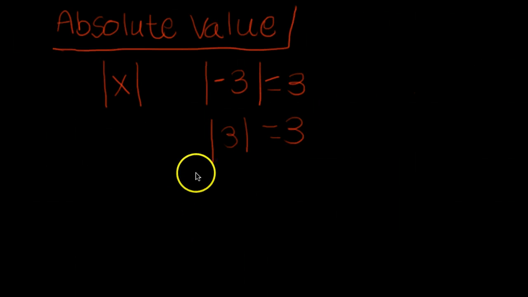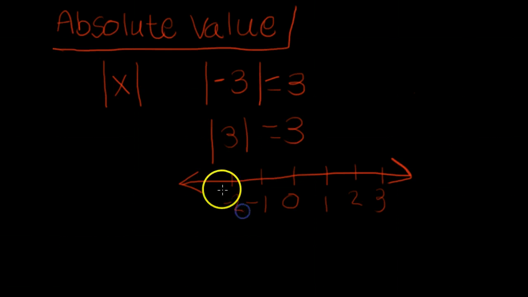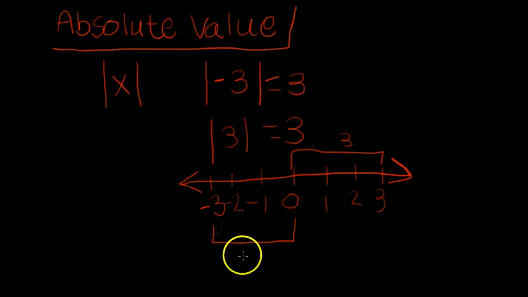So this can also be shown on a number line. So if we draw a number line, and we're going to say this is 0, and we have 1, 2, 3, and -1, -2, -3. +3 is 3 units away from 0, and -3 is also 3 units away from 0. So that's why they're equivalent.